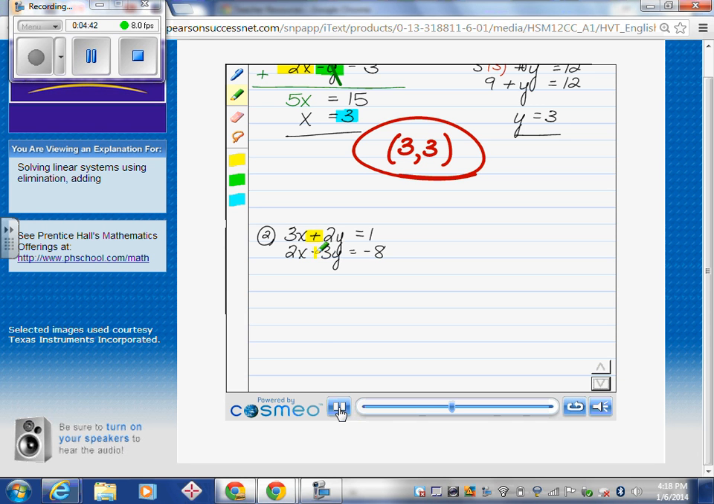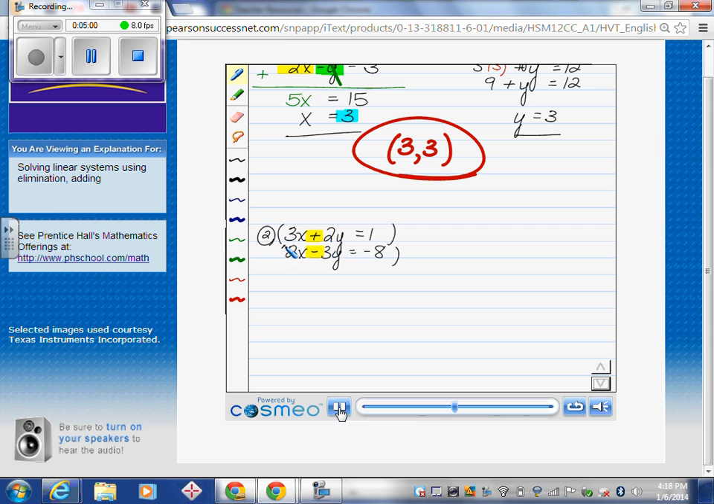Let me just give you a hint here. If you've got a plus and a minus, that's good. I would encourage you to kind of go with that. So let's go ahead and try to eliminate the y. But there's no way we can eliminate them as they are. We're going to have to multiply this first equation by some number.